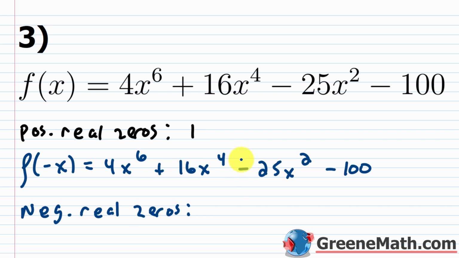When we go from positive to negative there, that's your sign change. And so we'll just put 1 there. That's it. So the positive real zeros, you're going to have exactly 1, and the negative real zeros, you'd have exactly 1.